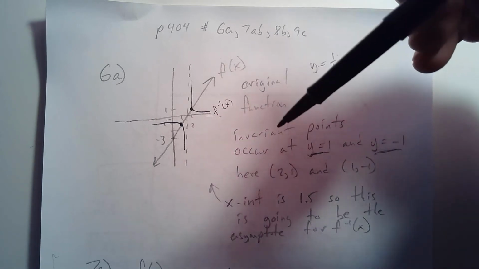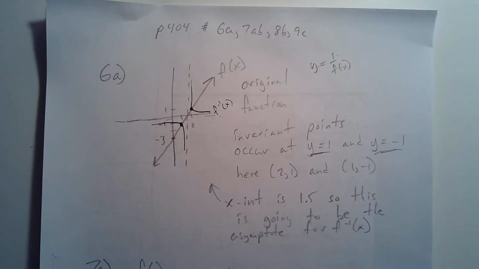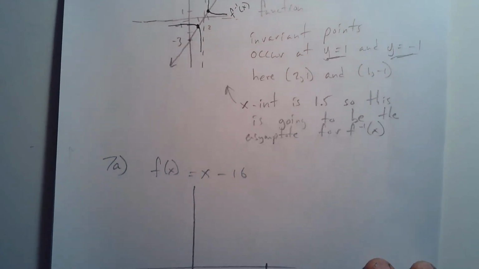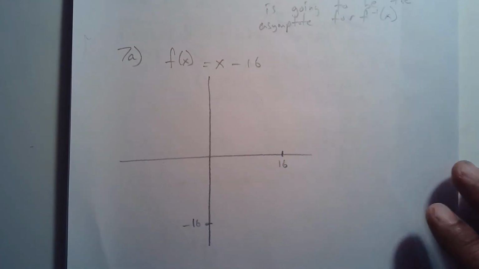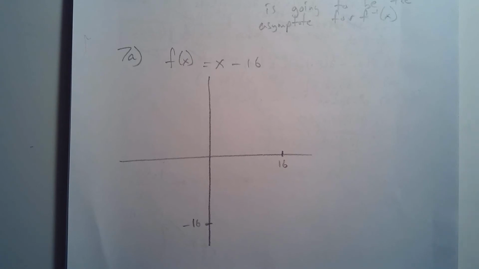Okay, let's look at another one. This one here, I think was a typo in the textbook. If you look at the back of the book, the answers, I think they said x minus 4, but it's x minus 16. That's the way the question is framed.